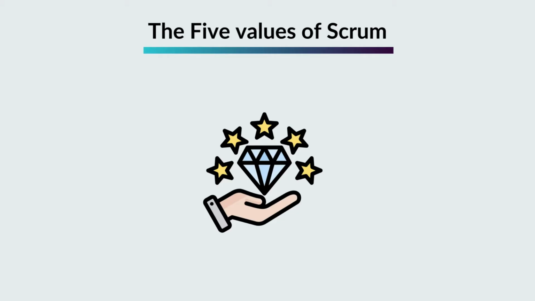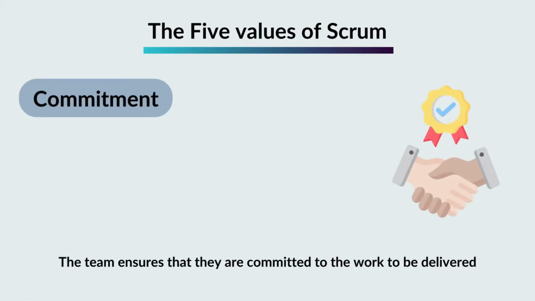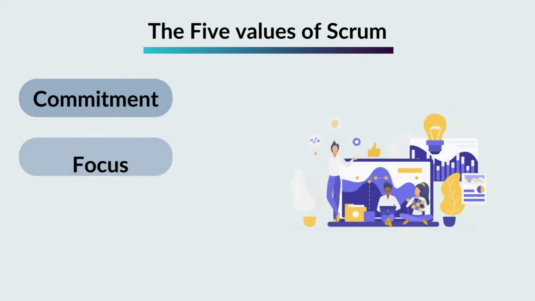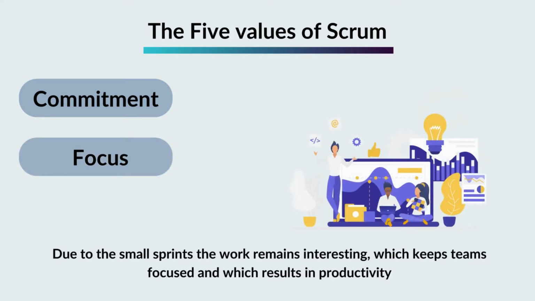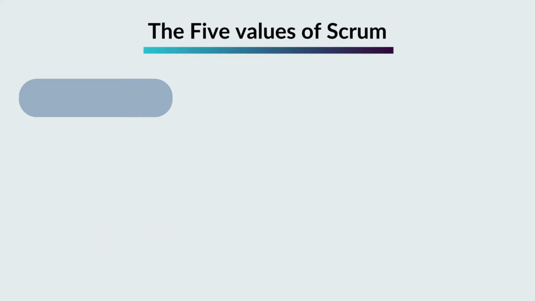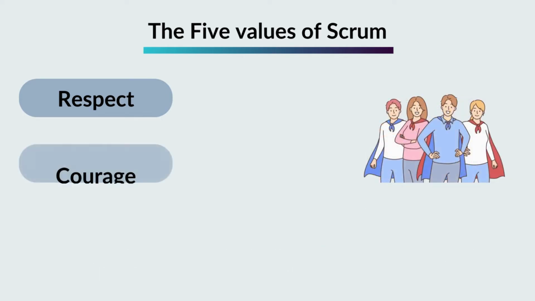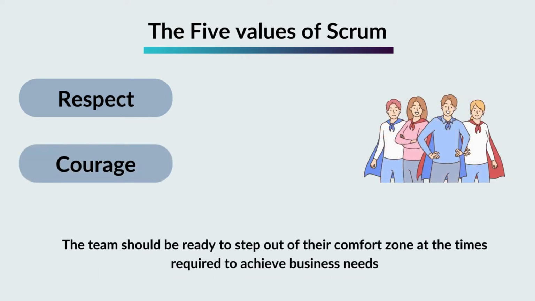The 5 values of Scrum. The 5 values of Scrum help in decision making, and they are abbreviated as FORC. Commitment. The team ensures that they are committed to the work to be delivered. Focus. Due to the small sprints, the work remains interesting, which keeps teams focused and results in productivity. Openness. Similar to the first pillar of transparency, the team is open and transparent in their communications to avoid and identify gaps, if any. Respect. Showing respect to individuals or their roles in the team helps in team bonding, due to which higher productivity can be achieved. Courage. The team should be ready to step out of their comfort zone at times, as required to achieve business needs.